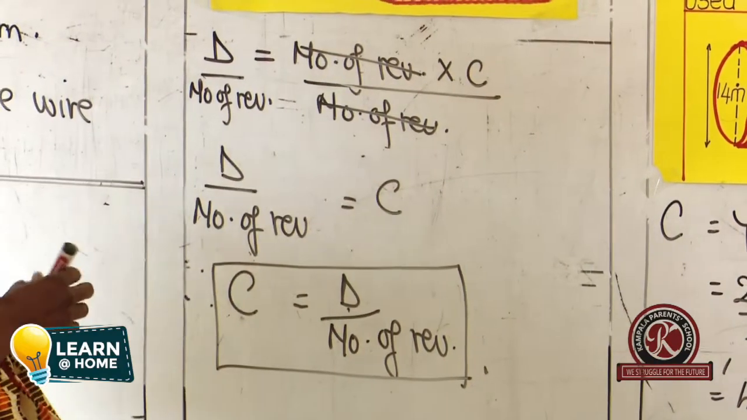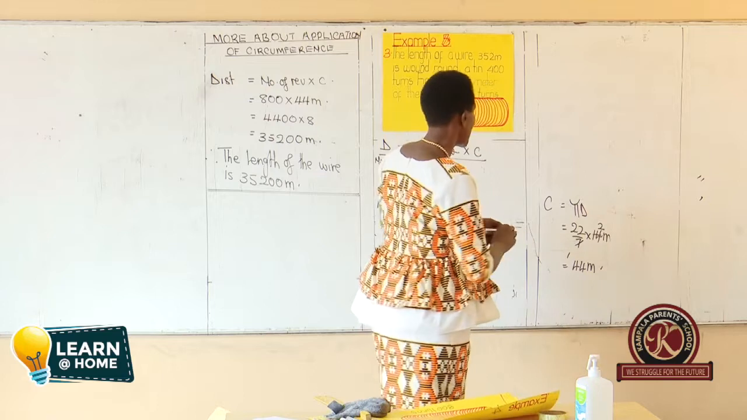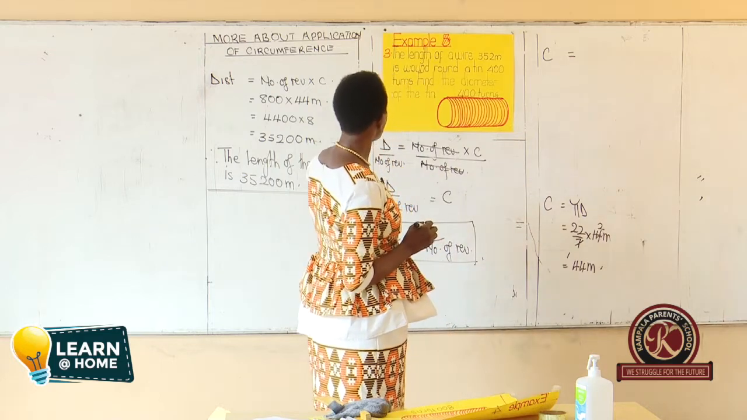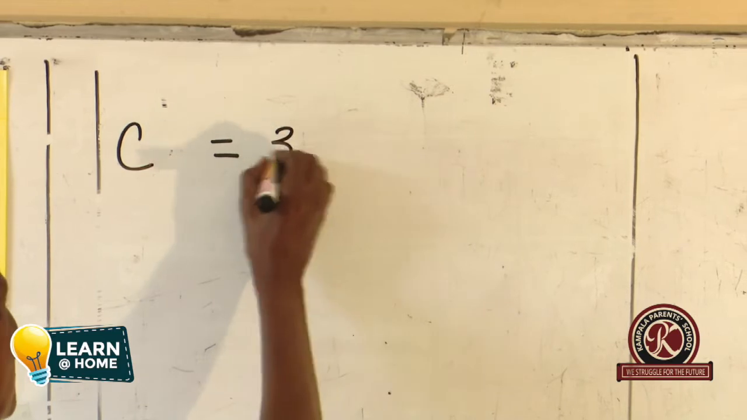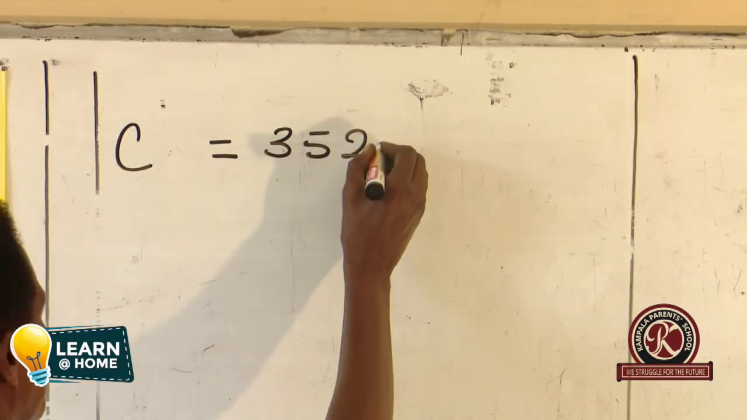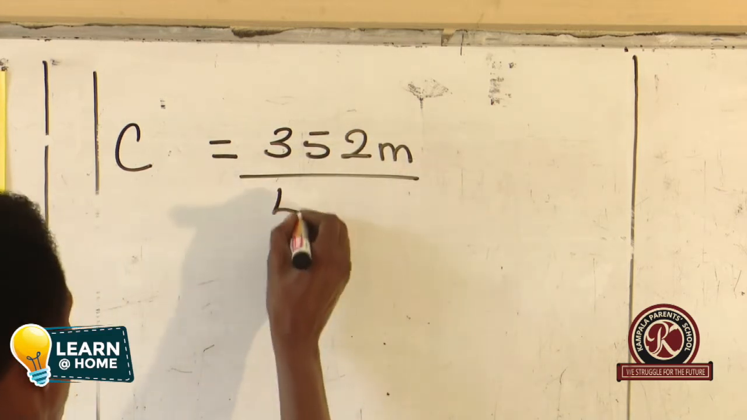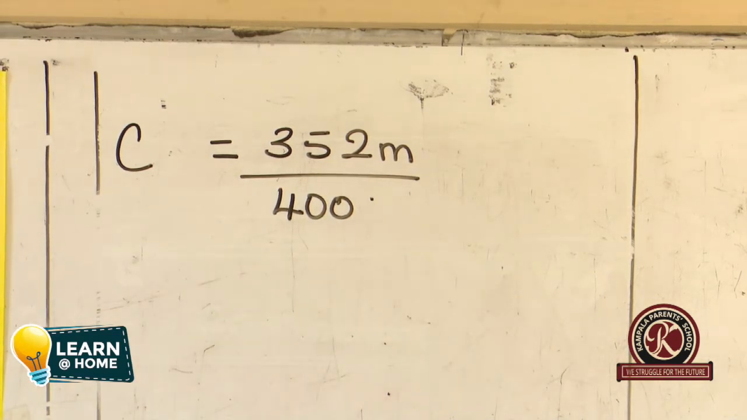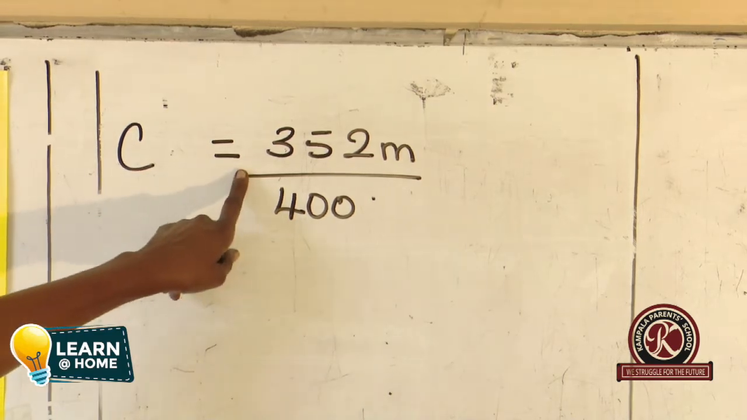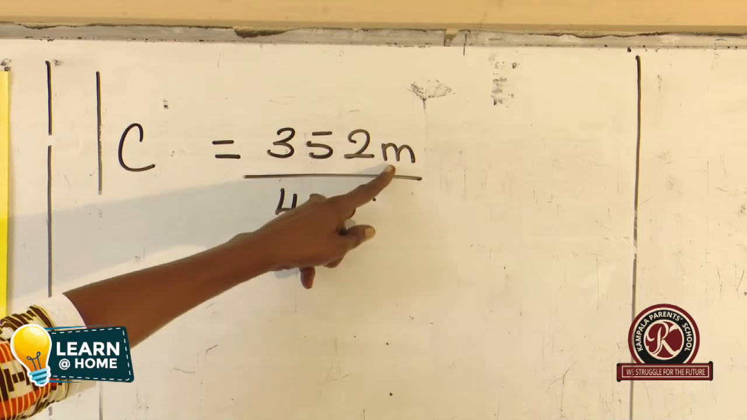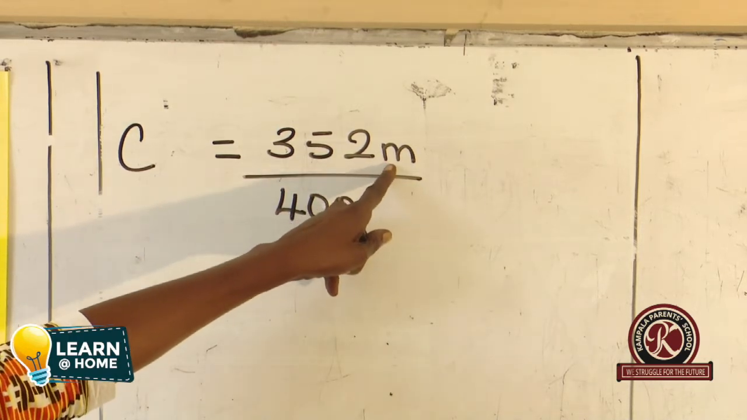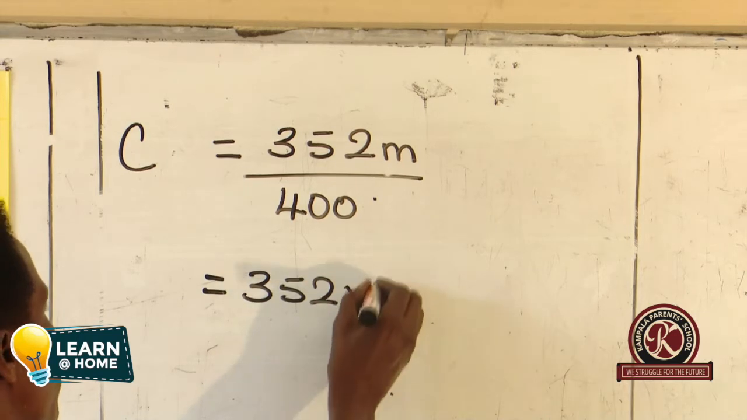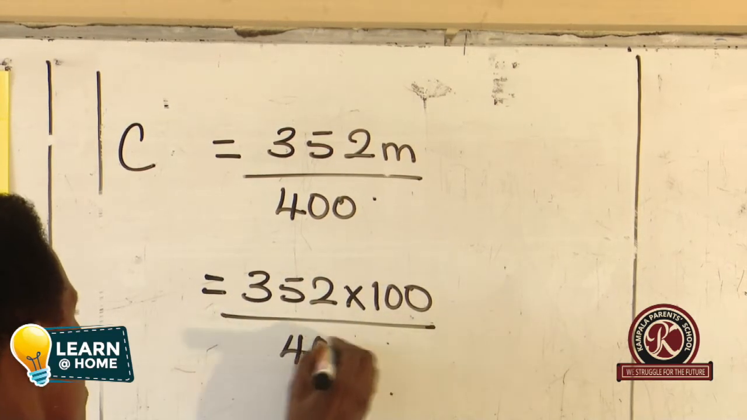So we are going there direct. We are now going to get the circumference. We say circumference equals, we have said, distance divided by the number of revolutions. So I'm going to say 352, which is the length of the wire, out of 400. Now when we look at this, division here is a bit difficult. What do you have to do? Let us change this to centimeters. So what do we have? We say 352 times 100 out of 400.